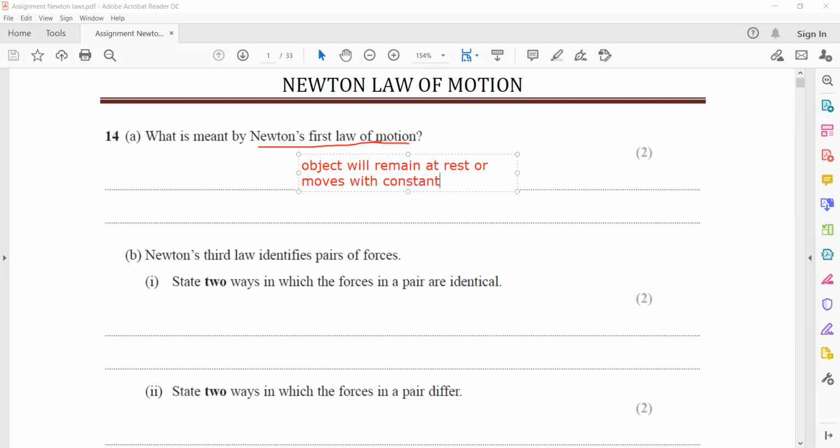Or continue to move with a constant speed if the resultant force is zero.